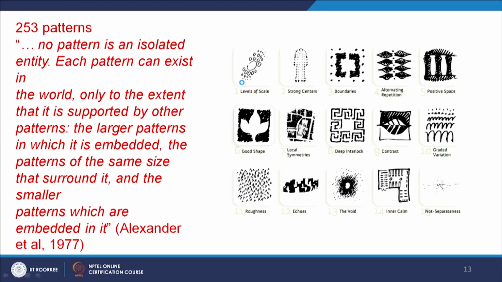So basically they are talking about how each pattern supports each other in order to have their balance in their own way. And the larger patterns in which it is embedded, the patterns of the same size that surround it, and the smaller patterns which are embedded in it. So basically he talks about how levels of scale operate, how strong centers operate, how certain boundaries work, and also the positive and the negative spaces.